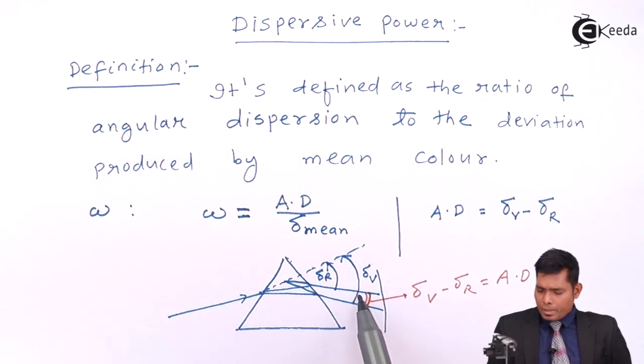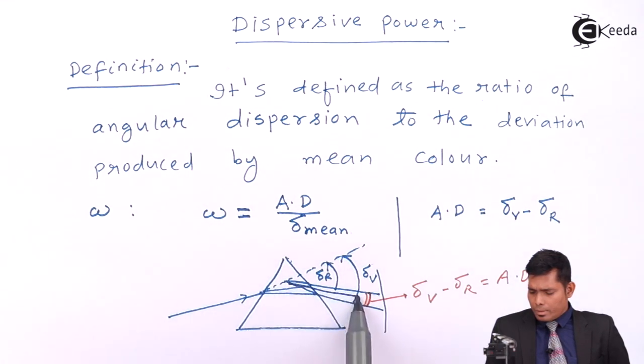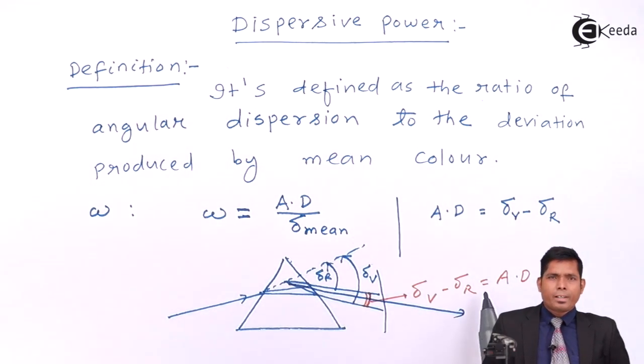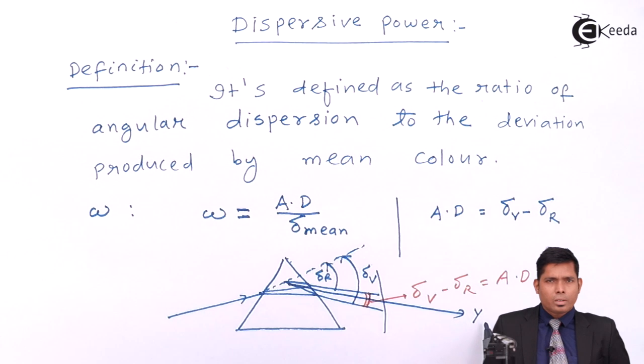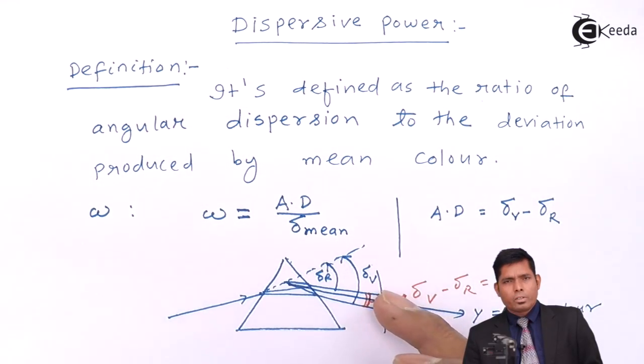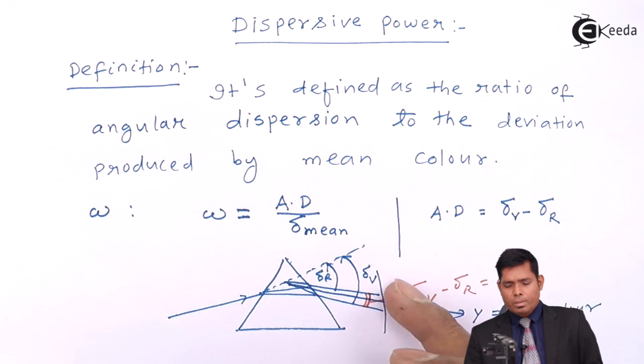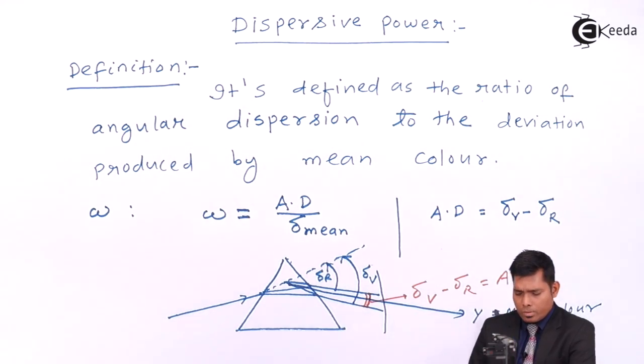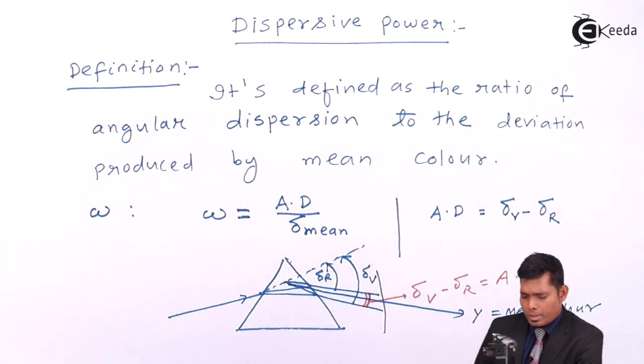Now divided by mean color. Generally, for white light, the yellow color is called the mean color. So yellow is the mean color. Or you can also take the mean of the deviations produced by the two extreme colors. So that also we can write. That is, we will do that in the next page.